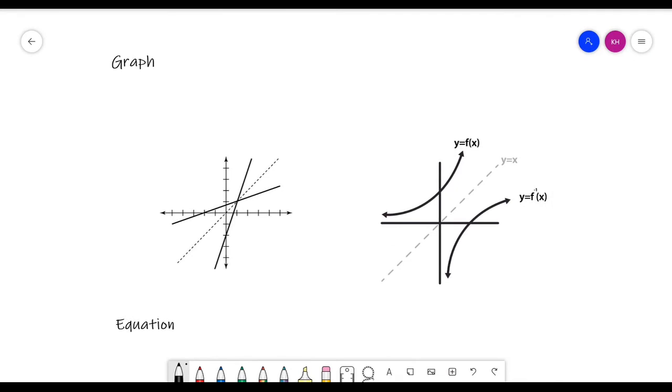Okay, so let's move on to find the inverse using graphs. I have a couple of graphs over here, and I'll just explain briefly how to find the inverse.